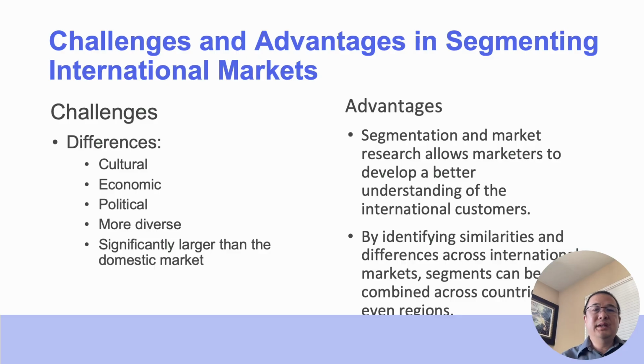Number 5, larger than domestic markets. International markets are much larger than one country's market. This means companies must manage more customers, more countries, more currencies, more competitors, more distribution systems.